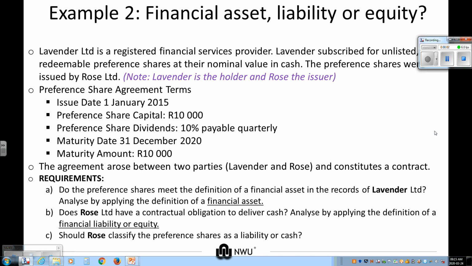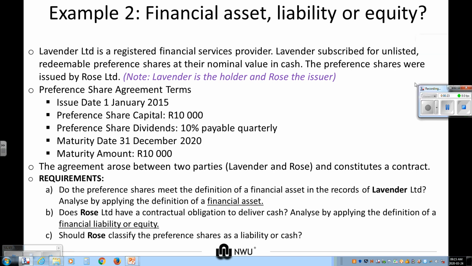Let's look at another example to determine do we have a financial asset, liability, or equity. So here we have Lavender Limited, a registered financial services provider. They've subscribed for unlisted redeemable preference shares at a nominal value in cash. The preference shares were issued by Rose Limited.